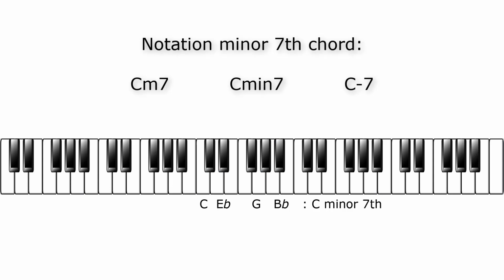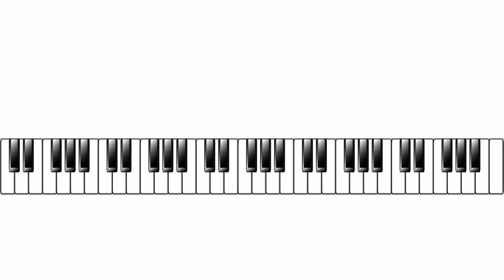So let me show you how A minor 7th is formed. We start with the A minor triad, which you know by now, A, C, E, and you add the minor 7th. One whole tone below the root, being A, one whole tone below is the G. So A, C, E, G is the A minor 7th chord.